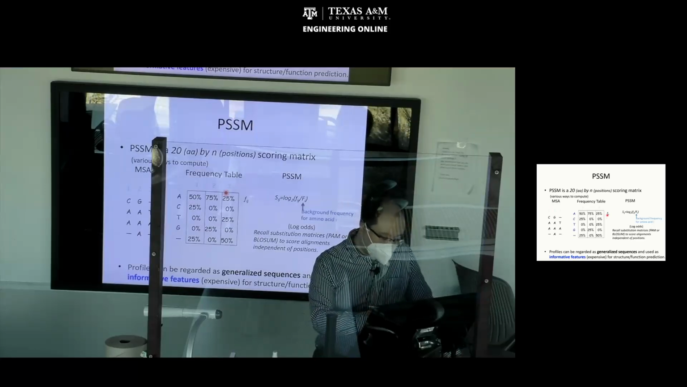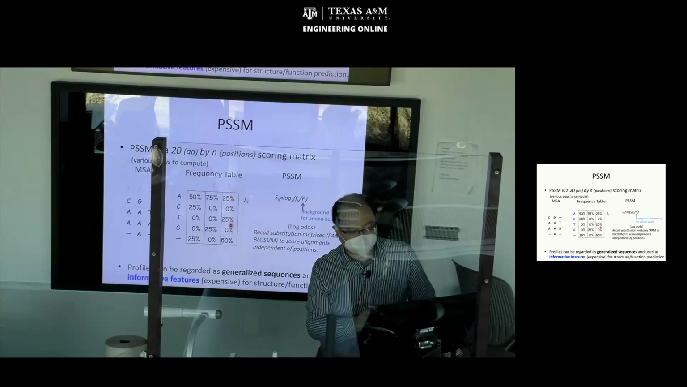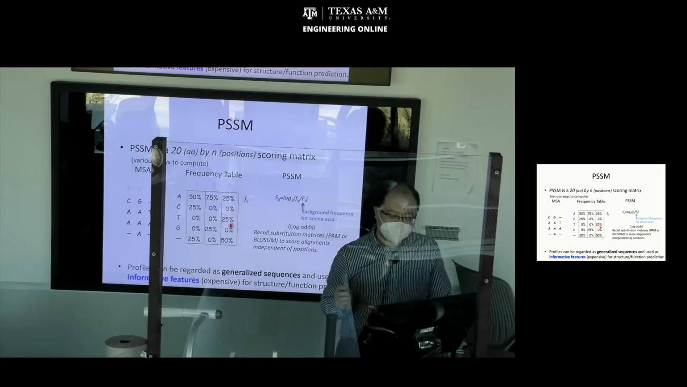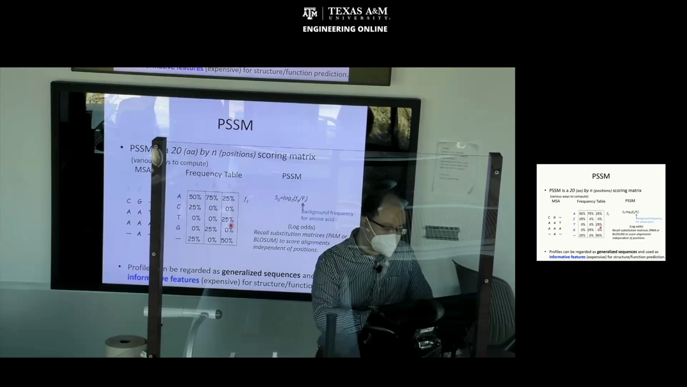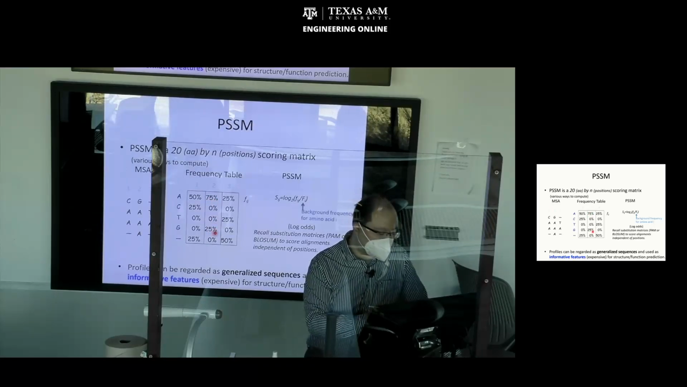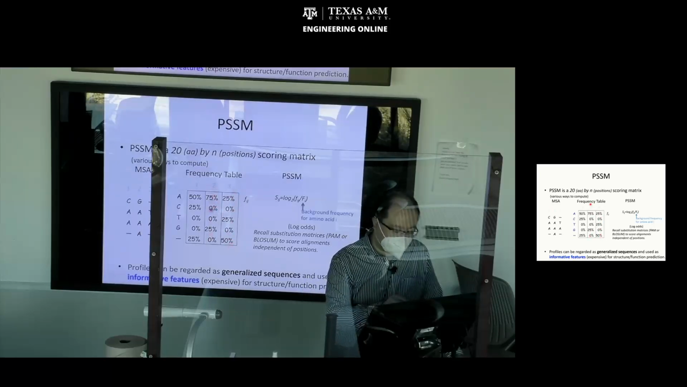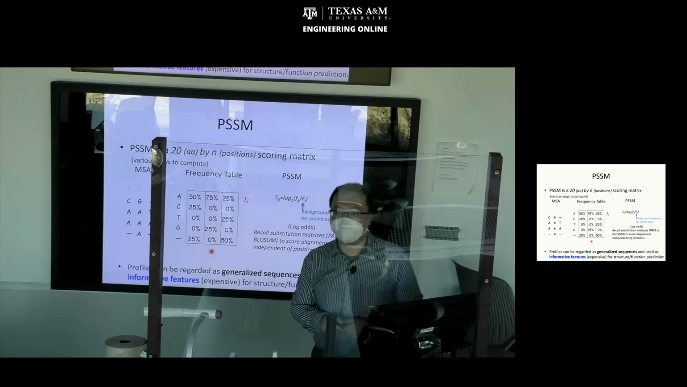Then we can calculate the frequency Fij based on the simple observation statistics. Every column has a frequency, and they add up to 1, okay? Then we have to do one thing. We have to normalize that frequency, because you see here there is a 75% and there's a 25% here. Is it high or is it low? By looking at the absolute frequency at this position, we have no idea.